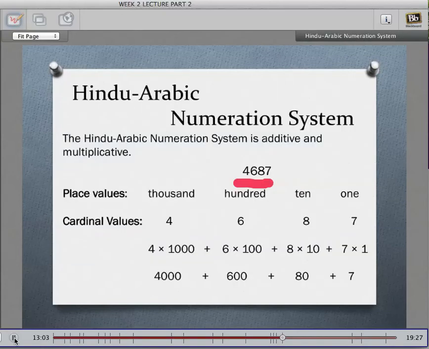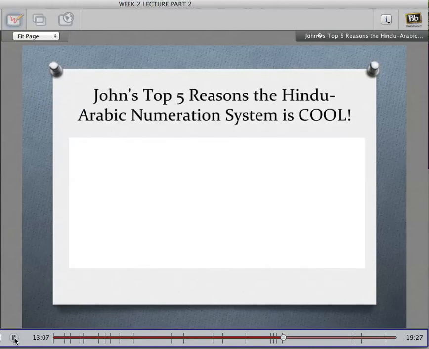And you've seen our Hindu-Arabic numeration system. Our system is the best. And I have kind of like Letterman's top 10, but I have my top 5. John's top 5 reasons the Hindu-Arabic system is cool. Remember, I'm not teaching you this because you need to know. I'm teaching you this because you need to teach it to young children. You need to teach the system, so you need to understand it.